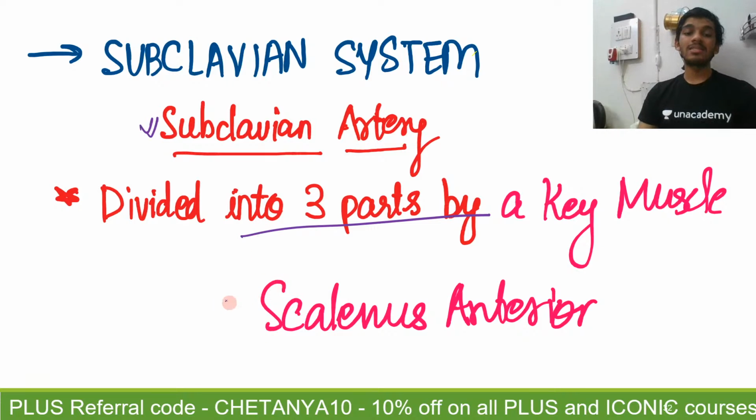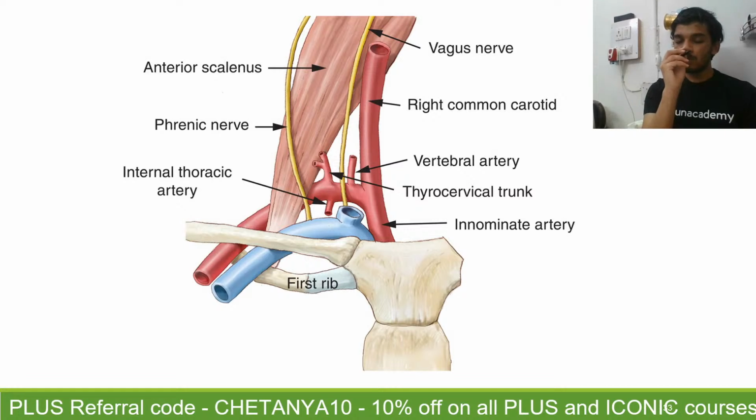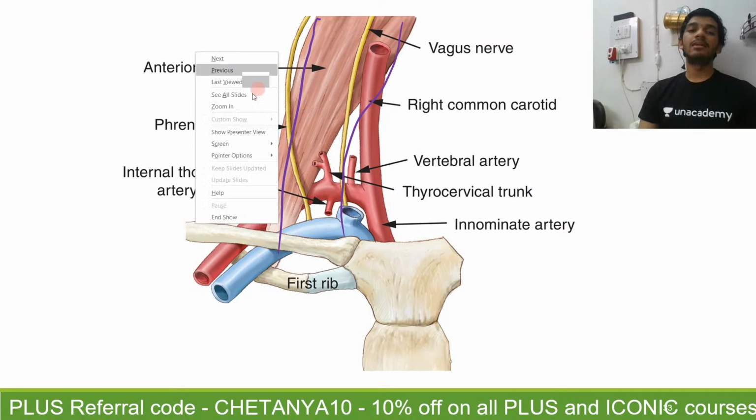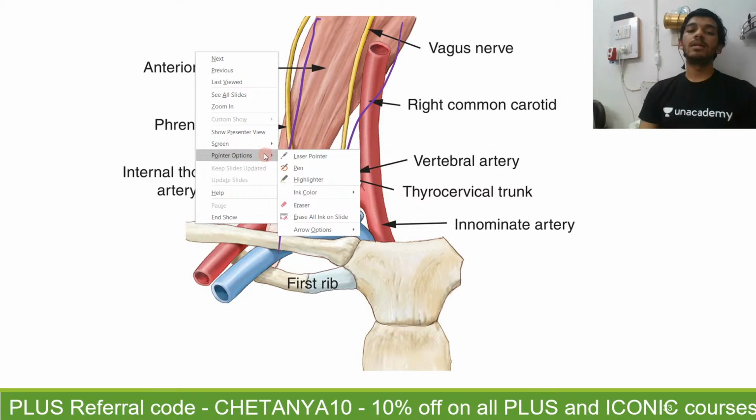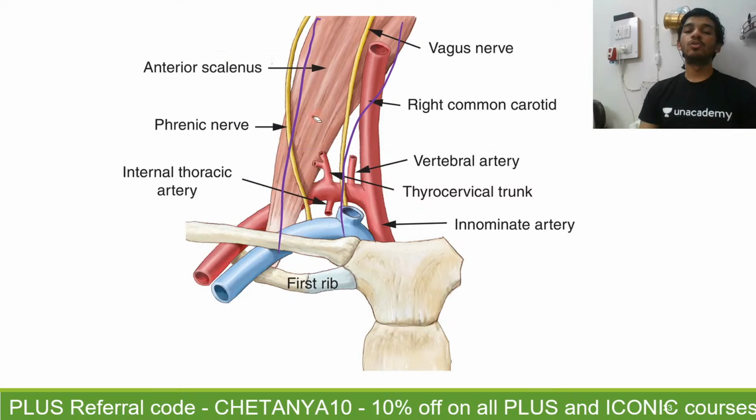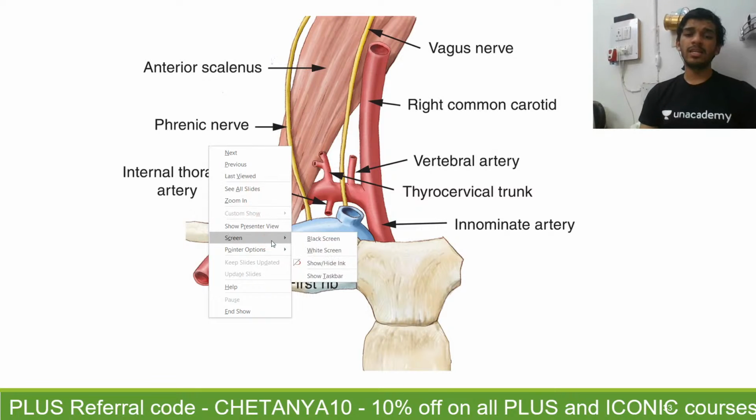Important to remember, that is why the relations of the scalenus anterior are also important. There is a diagram here, look at it. Which muscle is going here, the big one? Kind of looks like a leg piece to me, right? That is your scalenus, and the part that is present behind the scalenus anterior, that is basically the second part. That is the second part, and so that is how it will be divided. The part that is present proximal here is the first part.